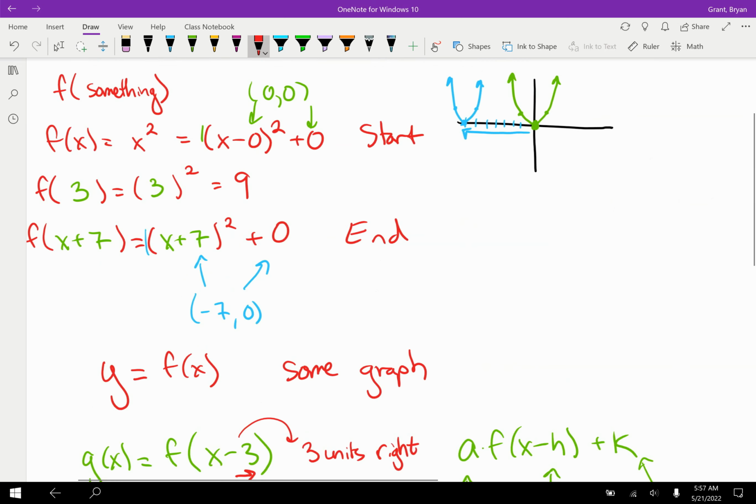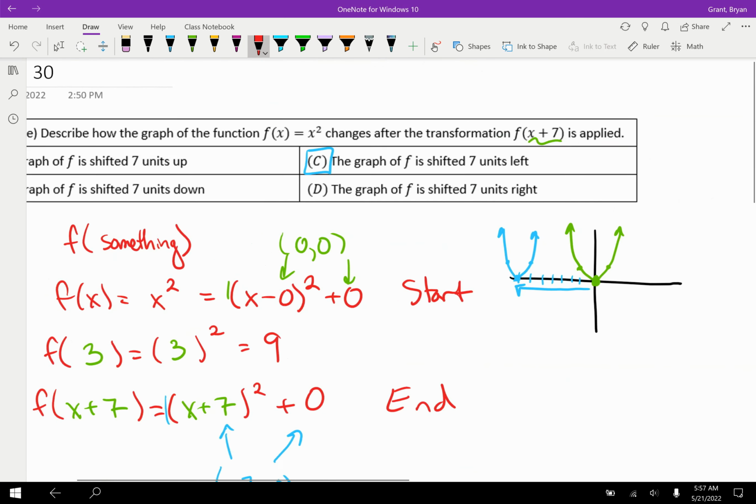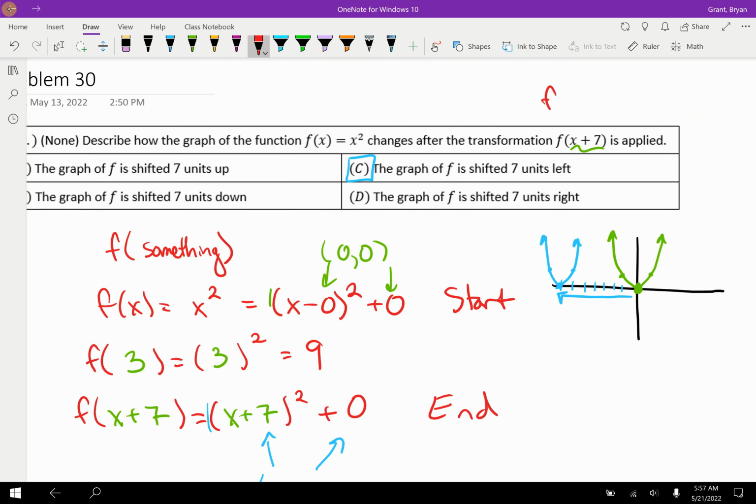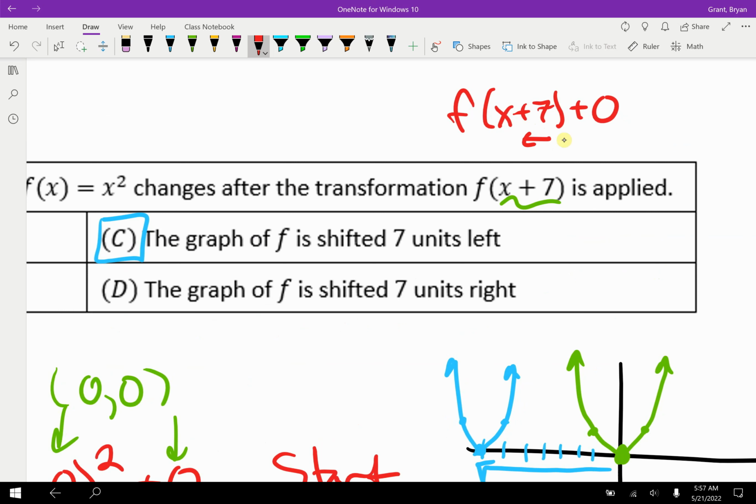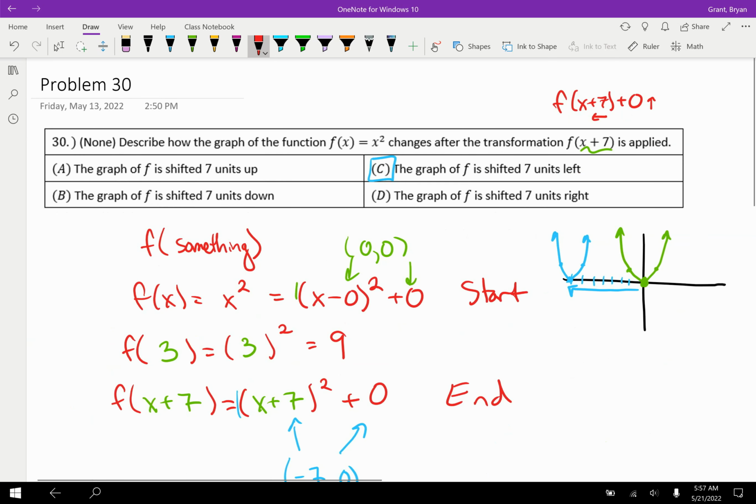So when they ask us about this transformation over here, f of x plus 7, think of it as f of x plus 7 plus 0. This plus 7 means go left 7 and up or down 0. And so we don't even need the graph here. If they want to know how it changes, this f of x plus 7 just means shift our graph 7 units left, because it is actually HK form that we're applying.